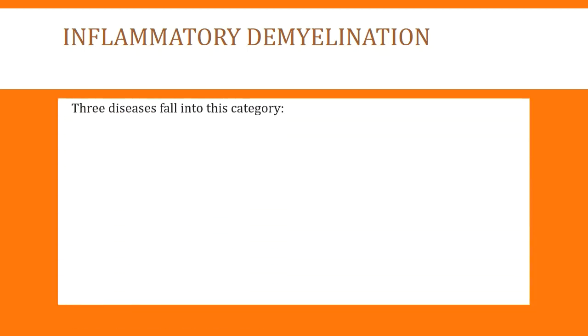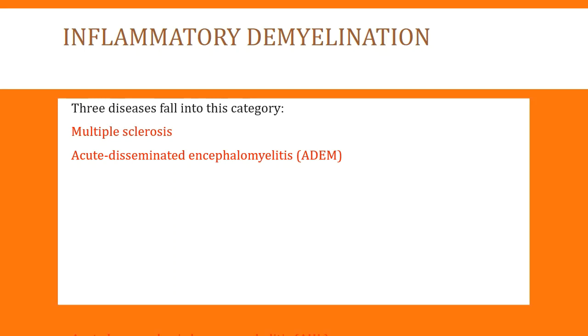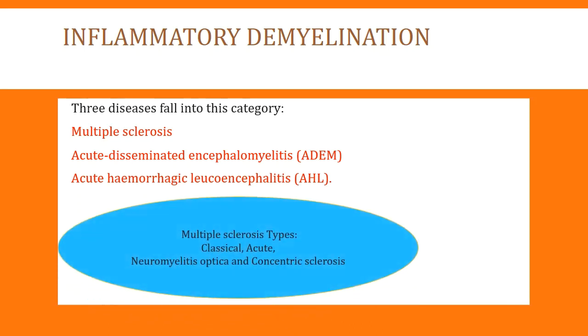So now coming to inflammatory demyelination. Now what is the prototype of inflammatory demyelination? The prototype of this disease is multiple sclerosis. Besides multiple sclerosis, what are the other two diseases included in this category? In this category, we also have the acute disseminated encephalomyelitis and the acute hemorrhagic leukoencephalitis. Okay, of which remember multiple sclerosis is typically very important.